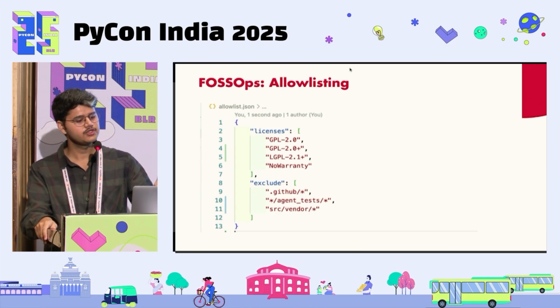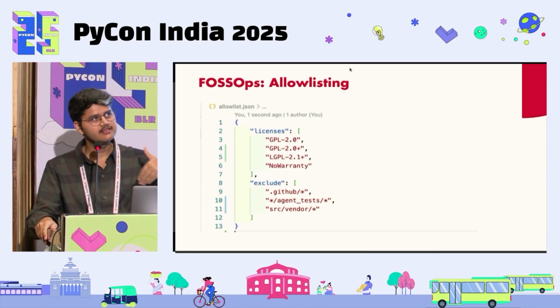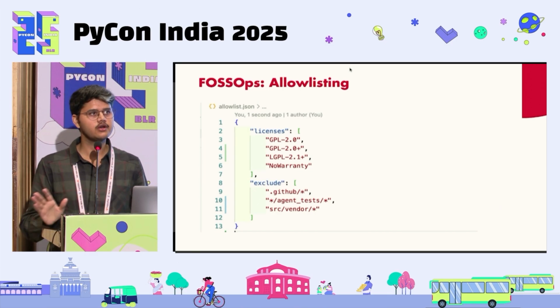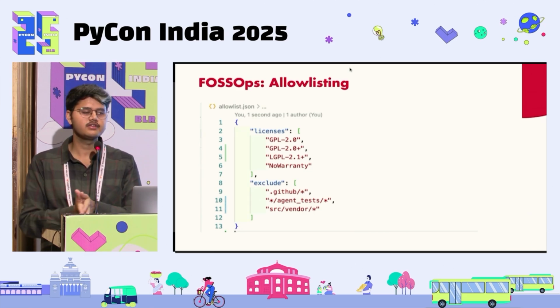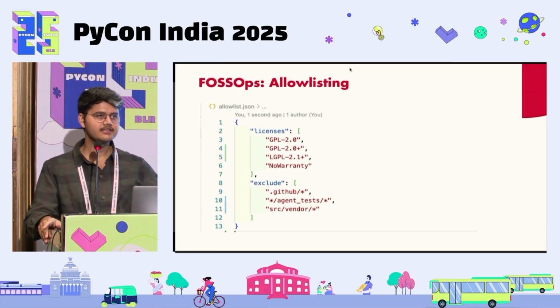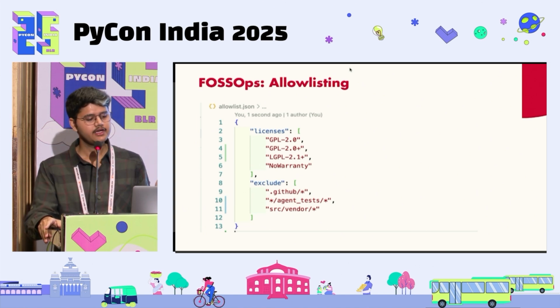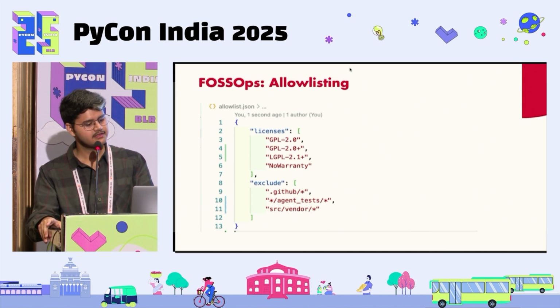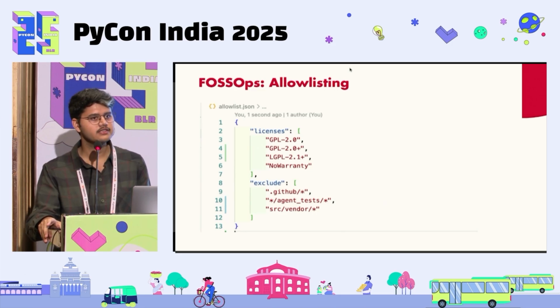Allow listing allows you to... at the start, Fossology does not know which license is okay for you and which license is not. So you can tell Fossology that this license is okay for me by adding it to a special file called the allowlist.json file. And in the licenses key, you can add any license that is okay for you.